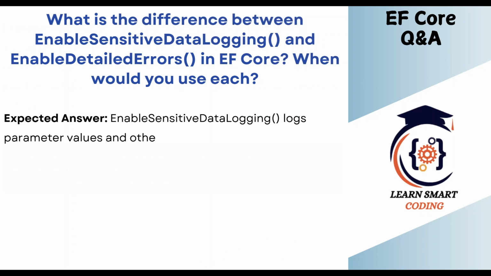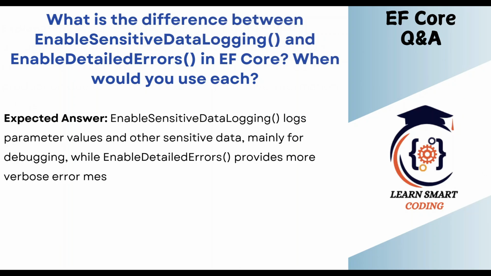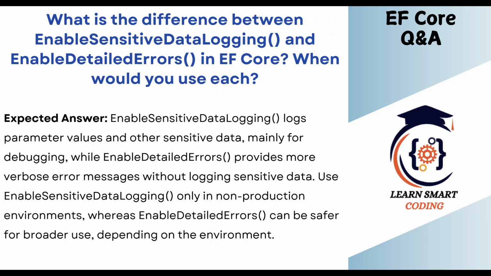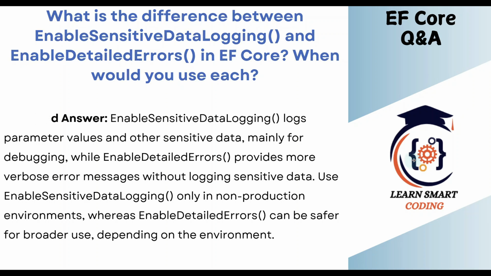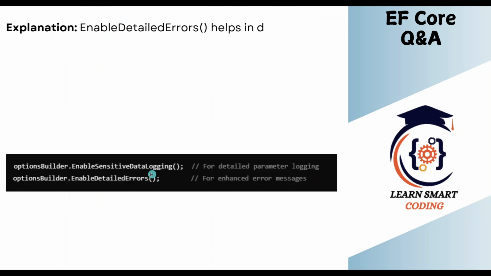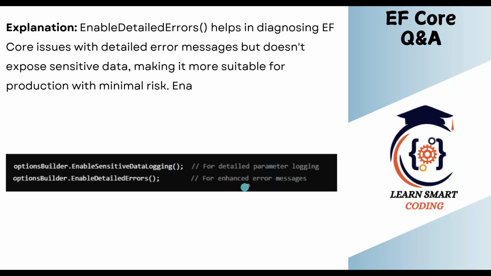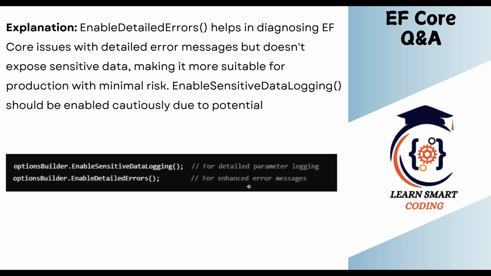Same thing, there is another one called enable detailed errors. So there are enable sensitive data logging and enable detailed errors. The difference between these two, that's the question, is that sensitive data logging will log the parameter data, but detailed errors will enhance the error logging mechanism, so you know what's actually happening with your query. So you can enable these two options in the options builder.